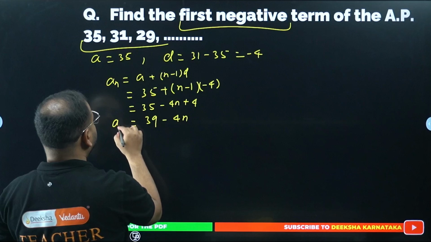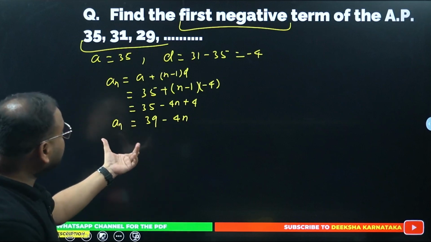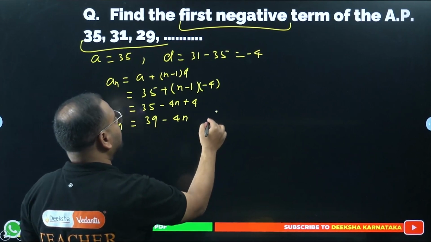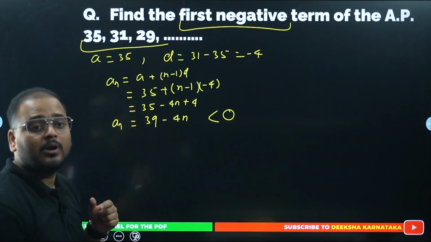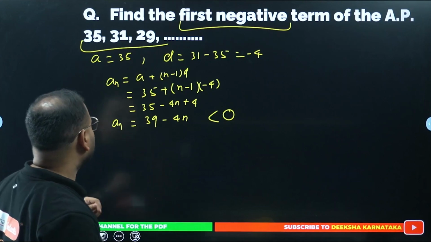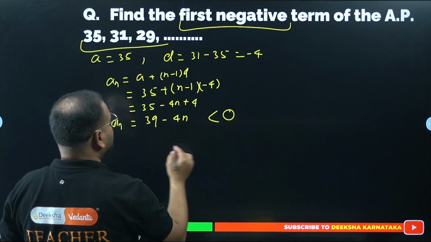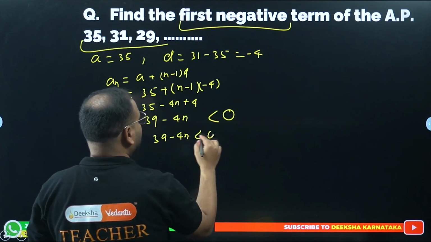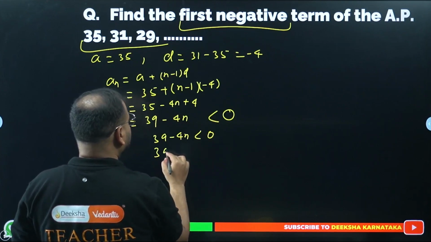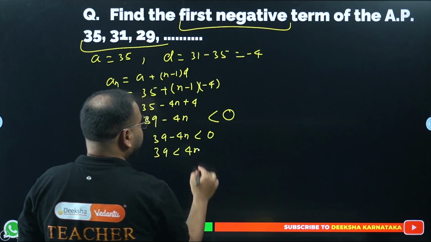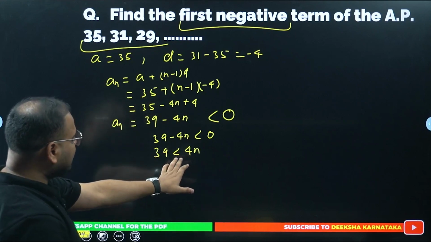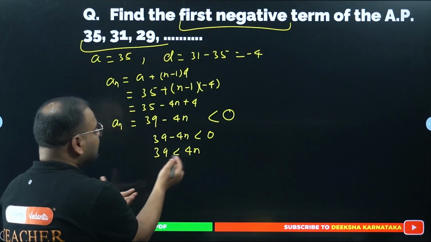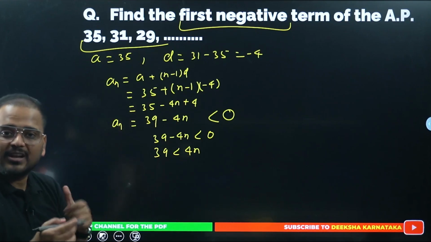Now this has to be negative. What does it mean to be negative? Less than 0. Solve this inequality: 39 minus 4n is less than 0. Bring 4n to the other side, and it becomes 39 is less than 4n. Check it out: 39 less than 4n means 4n is greater than 39.